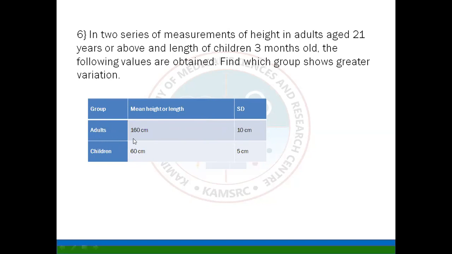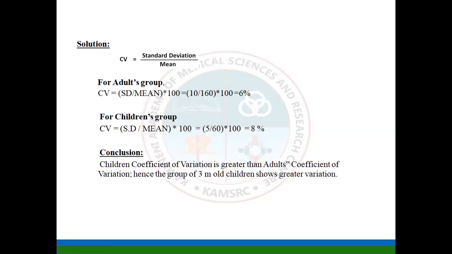For the adult group, the mean height is 160 centimeters and SD is 10 centimeters. For the children's group, the mean height is 60 centimeters and SD is 5 centimeters. So let us calculate the variation, like the CV we calculated in the previous question. The coefficient of variation, CV, is equal to standard deviation divided by mean. For the two groups, they have already given the standard deviation and the mean.